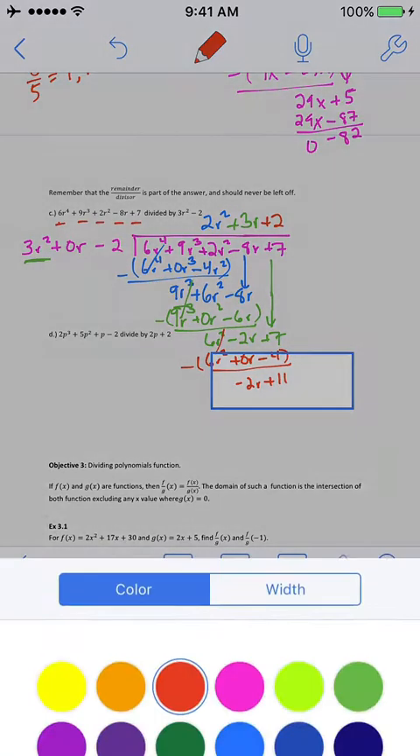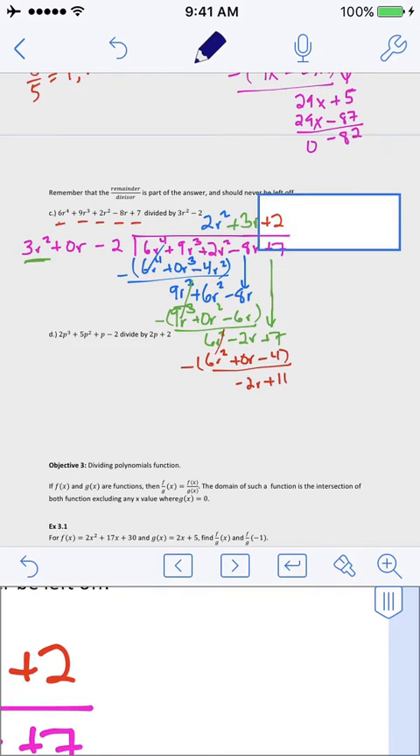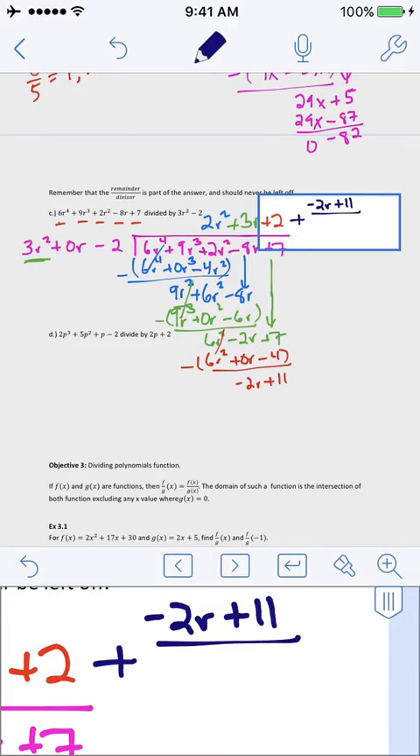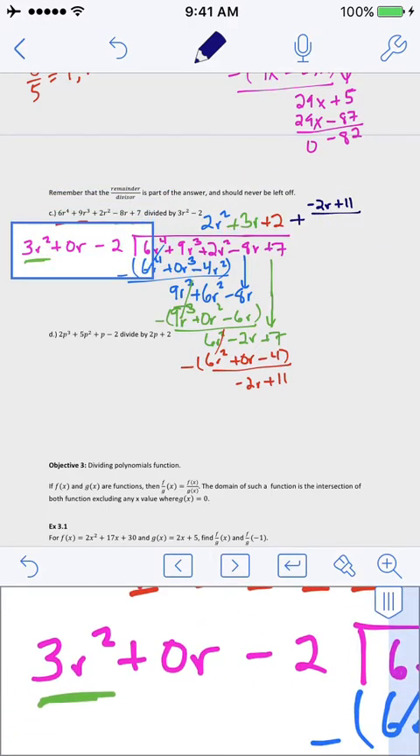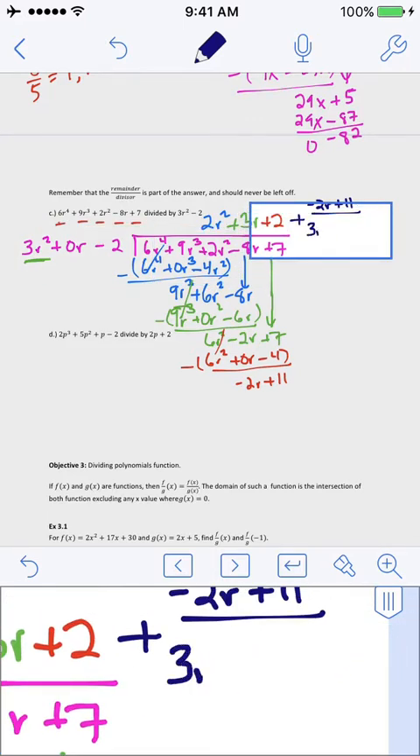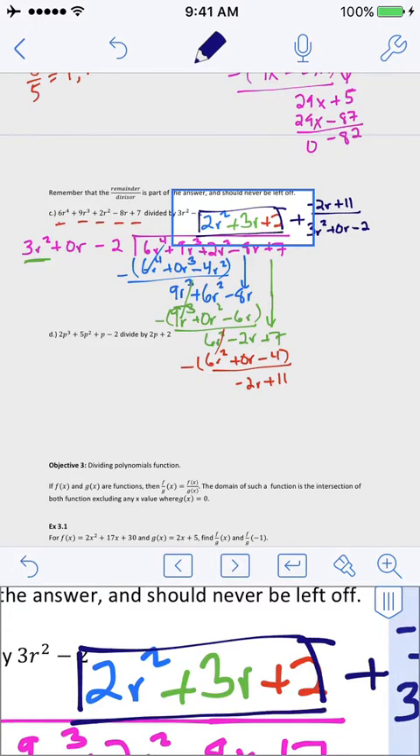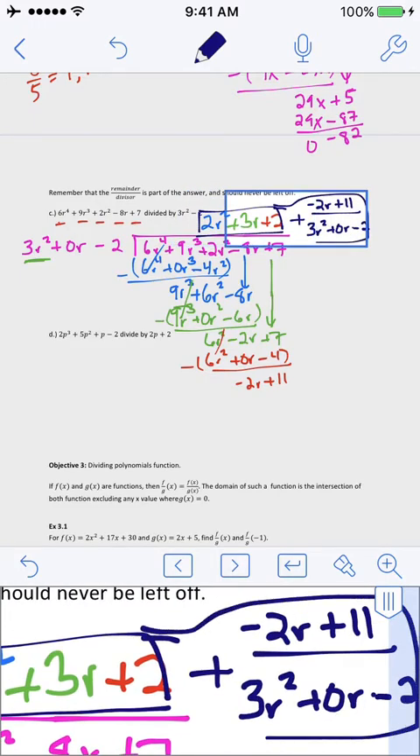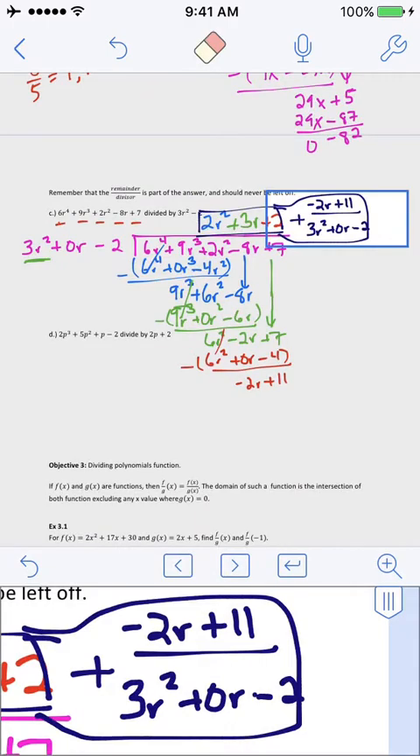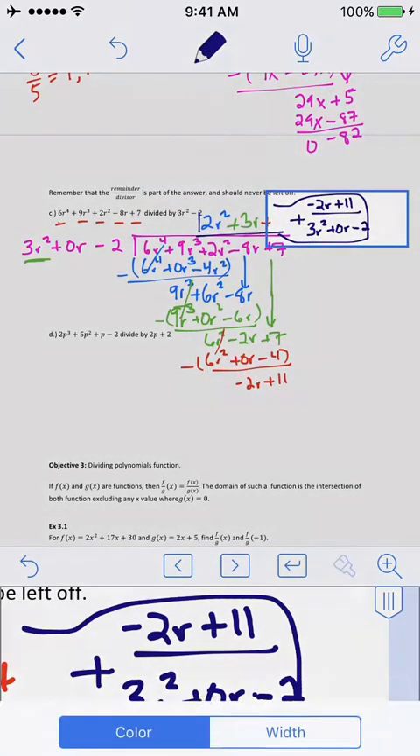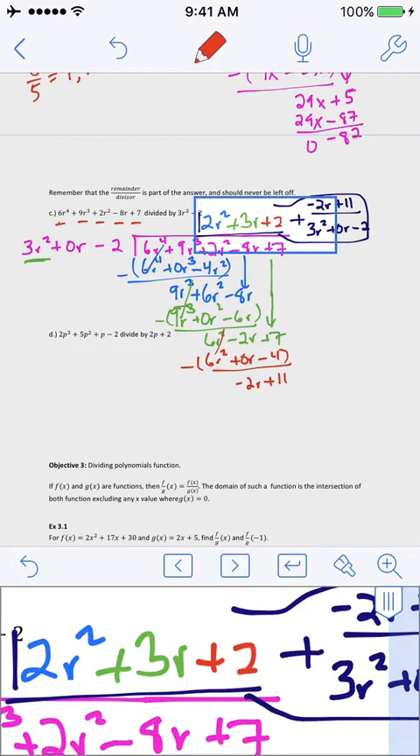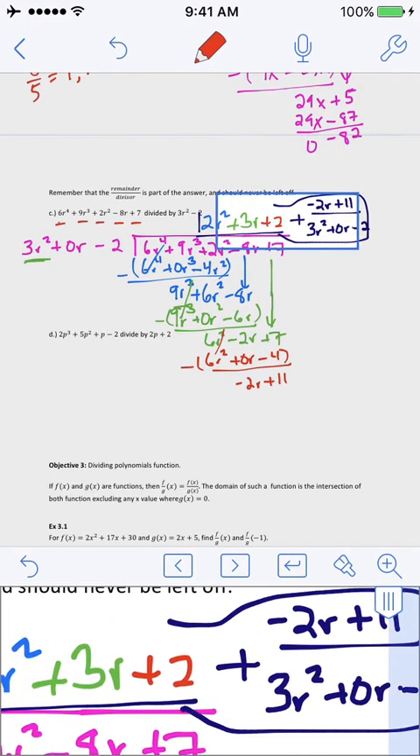Alrighty, this time we ended up with a remainder. So I'll go ahead and write that remainder on the end, over the divisor. And our divisor was this guy. I don't need to put the 0r in the divisor, but just for consistency's sake, since I already changed it, I'm going to go ahead and do that. Minus 2. All right. And we have our quotient with the remainder over the divisor. I erased my 2. Okay. And there is our solution.